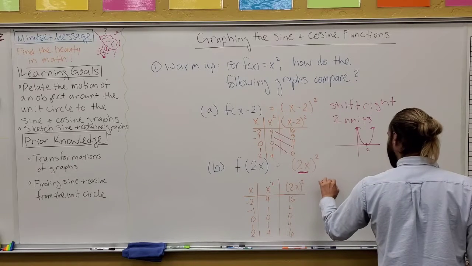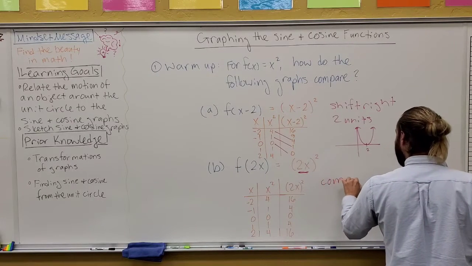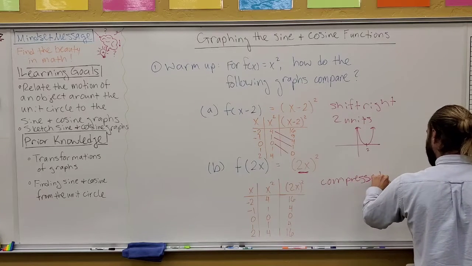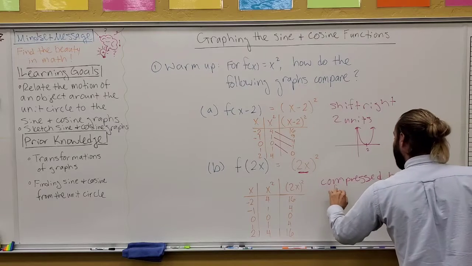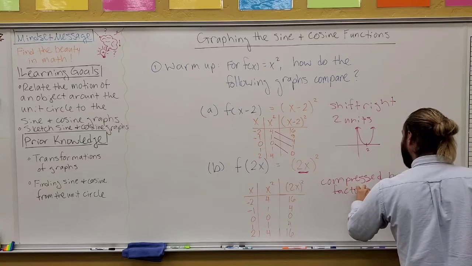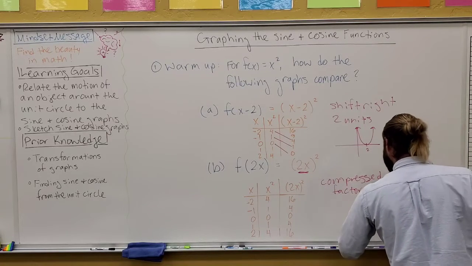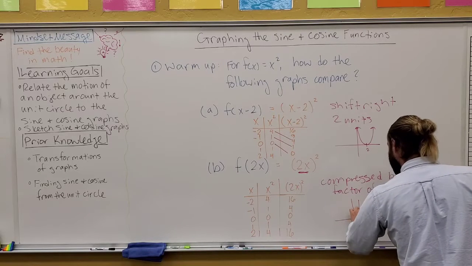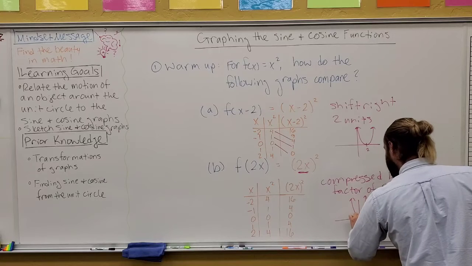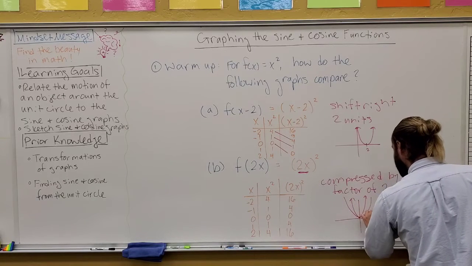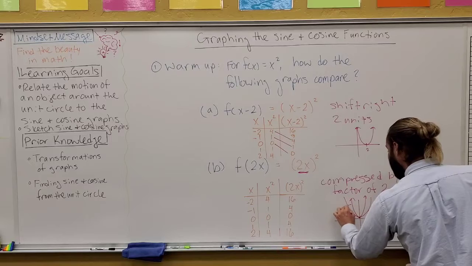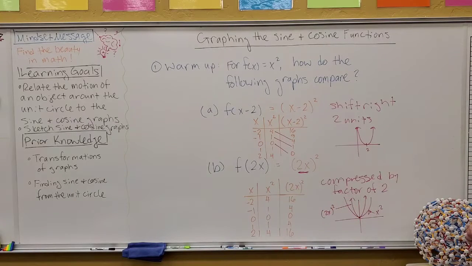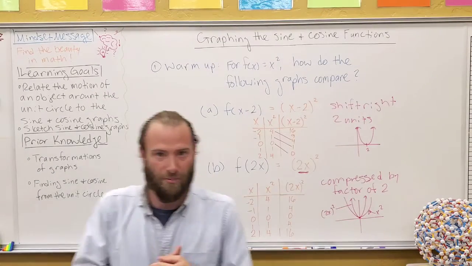We actually will say often compressed by a factor of 2. And so how it would look in comparison would be that it is more stretched out than the original one. So if this is x squared, this would be 2x squared. So conceptually, all I wanted you to do is remember those things because we're going to end up applying those.